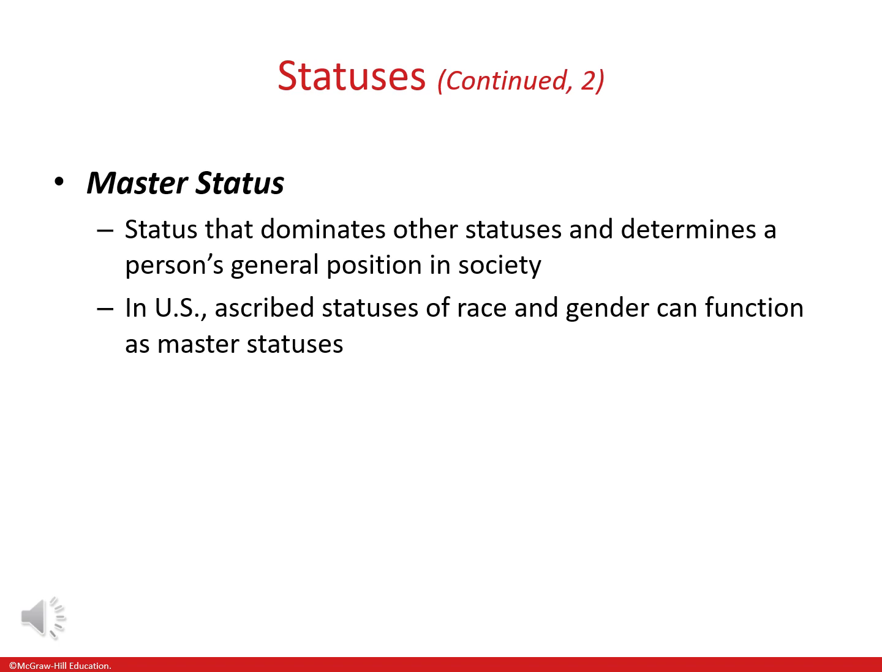A master status is any status that you have that is more dominating than the others. The example from the text is that the master status could be race or it could be gender. Those are things that people usually notice about others.